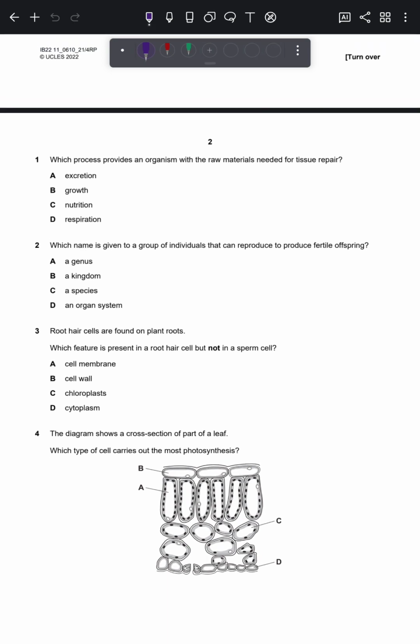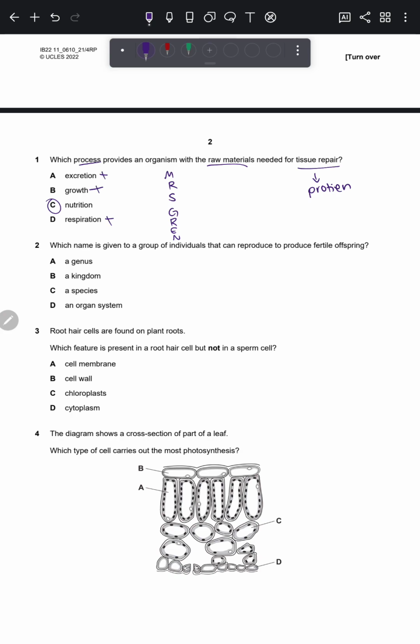Which process provides an organism with the raw materials needed for tissue repair? So tissue repair, you should think protein. The first question is usually related to Mrs Gren. With the raw materials, organisms take in raw materials, which is nutrition. This is like the removal of raw materials. This is increase in cell size, and this is a chemical process that produces energy, so it's not any of these.